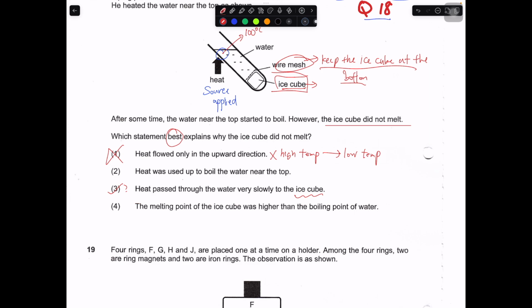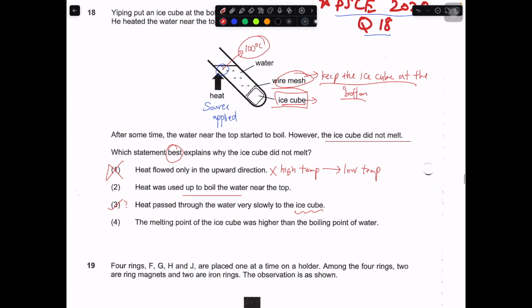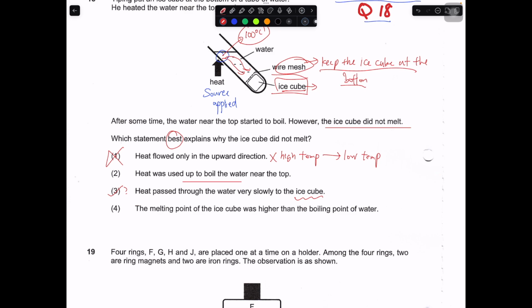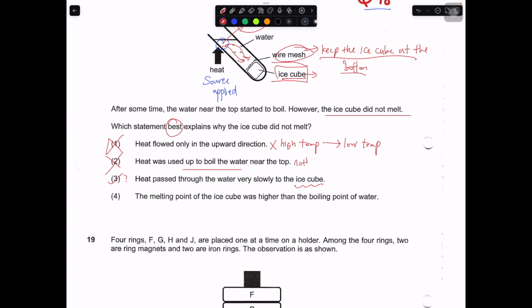Number 2: heat was used to boil the water at the top. Yes, heat was used to boil the water at the top, but heat also traveled down to the bottom of the water column. It's just that it did not rise to the boiling point yet, because the top is the nearest. So number 2 is also wrong, as it has nothing to do with the ice cube. That's why this cannot be one of the statements to explain why the ice cube did not melt.